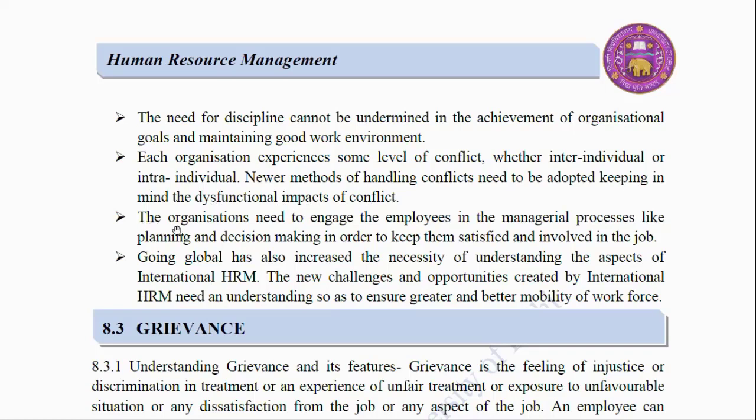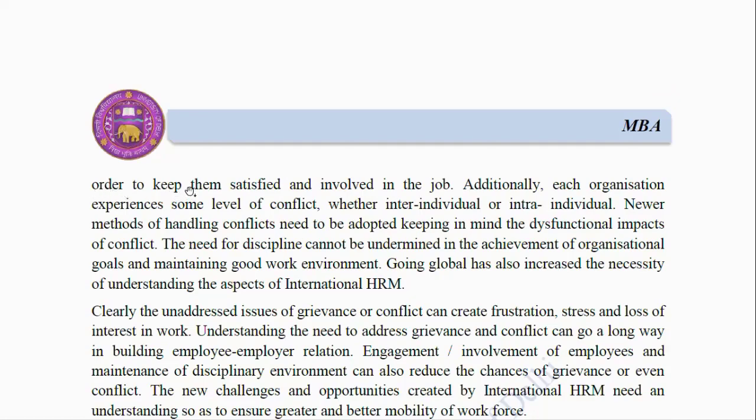Number 4, employee engagement. The organizations need to engage the employees in the managerial process like planning and decision making in order to keep them satisfied and involved in the job. Lastly, international HRM. Going global has also increased the necessity of understanding the aspects of international HRM. The new challenges and opportunities created by international HRM need an understanding so as to ensure greater and better mobility of workforce.